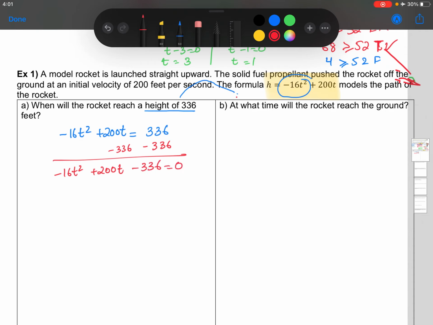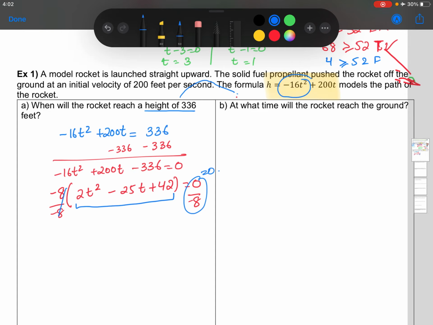Again, always factor your GCF. Is there a GCF? 8 is common in both of them, and you want to keep the leading term positive. So I'm going to factor out negative 8 instead of 8. There's no t common. The first two terms have t, but the third one does not. So please do not factor out the t. And I'm left with 2t squared minus 25t plus 42 equals 0. I can divide by negative 8, and that would be equal to 0. So that's the whole idea. This cancels out.